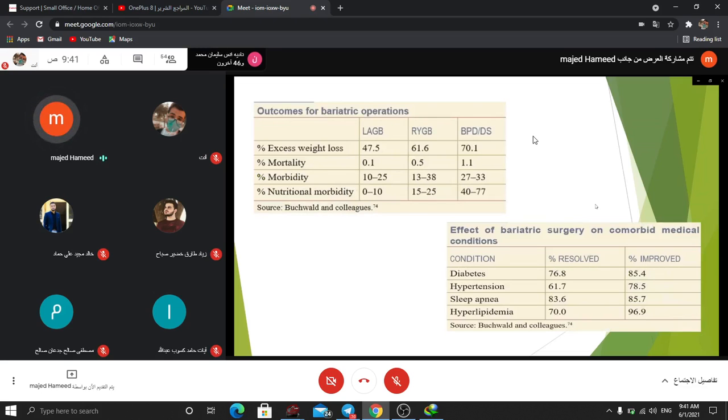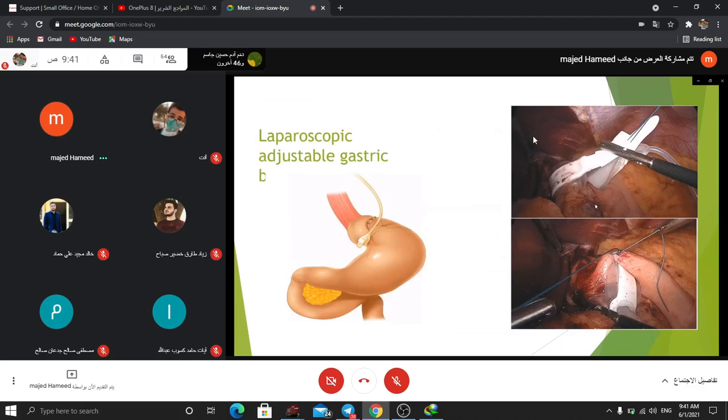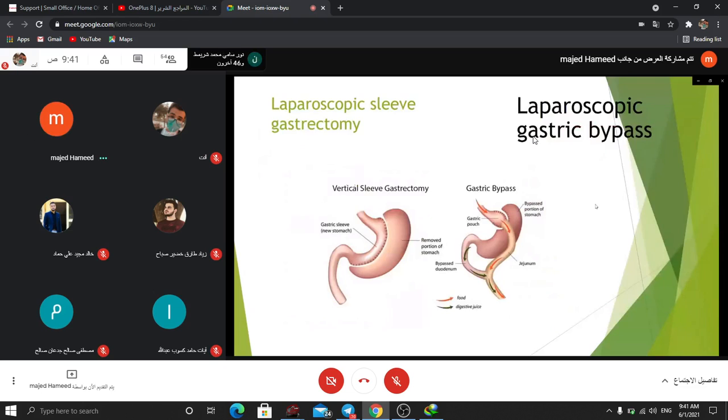These two diagrams demonstrate the outcome of bariatric operations and the effect of bariatric surgery on comorbid medical conditions. This picture shows the laparoscopic adjustable gastric banding. And these are the two operations: the first, the laparoscopic sleeve gastrectomy, which is a vertical sleeve gastrectomy, and the laparoscopic gastric bypass, with gastric pouch and jejunal anastomosis done.